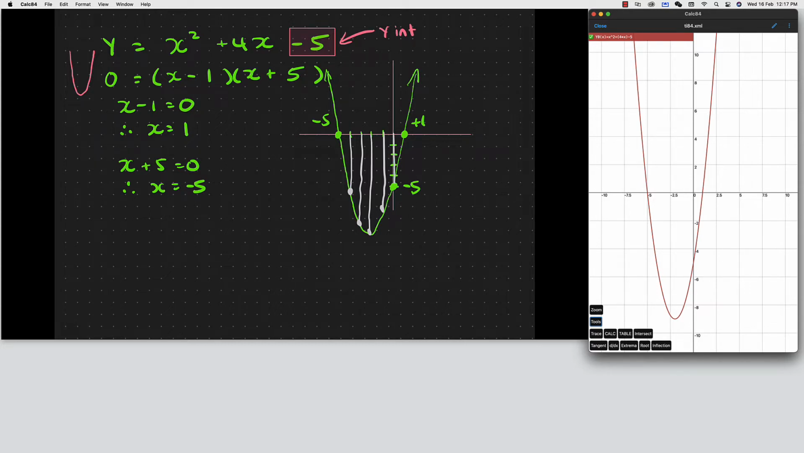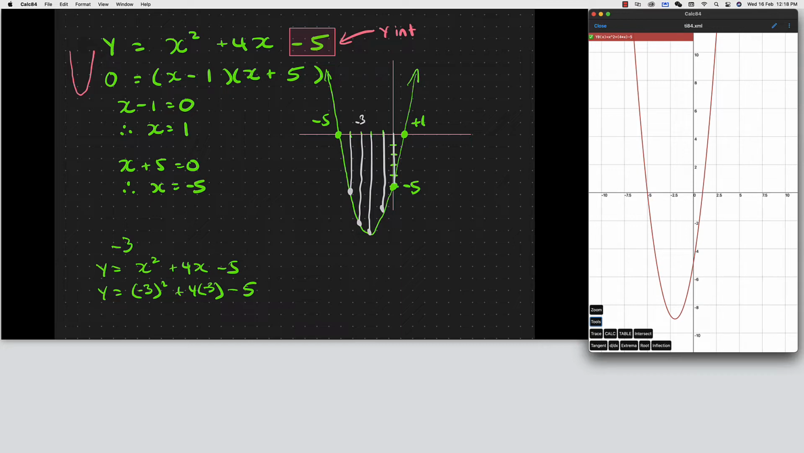Now, if I was to say, let's take a look at negative 3. So at negative 3 in the x, what is going to be the value of y? Well, we're just going to take our original equation, which was y equals x squared plus 4x minus 5, and I'm just going to substitute. So y equals bracket, bracket squared plus 4 times bracket minus 5. And wherever those brackets are is where the x variable used to be.